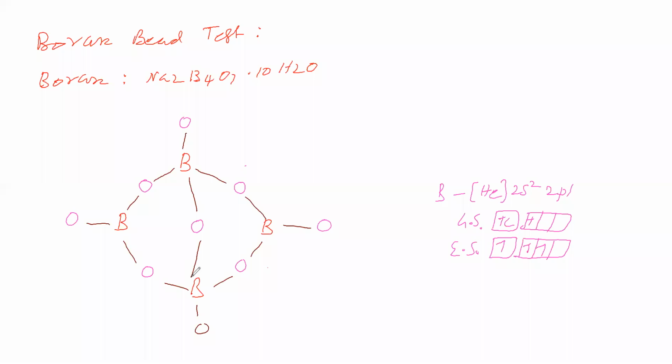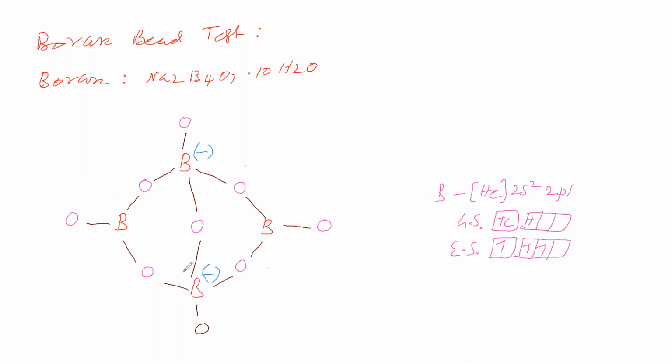Due to fourth bonding, the boron is getting a negative charge. Why has boron got a negative charge? Boron is providing a vacant orbital for bonding. Therefore, it is gaining an electron cloud. Due to that, boron is getting a negative charge.